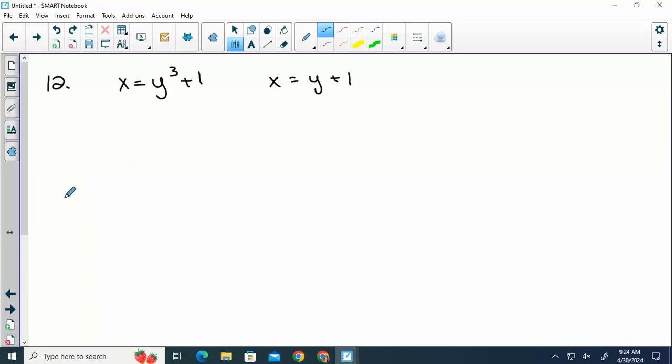If we think about our curves, this one is just a line, isn't it? If you're thinking about y equals x minus 1, so it's a line with a y-intercept of negative 1, slope is 1.